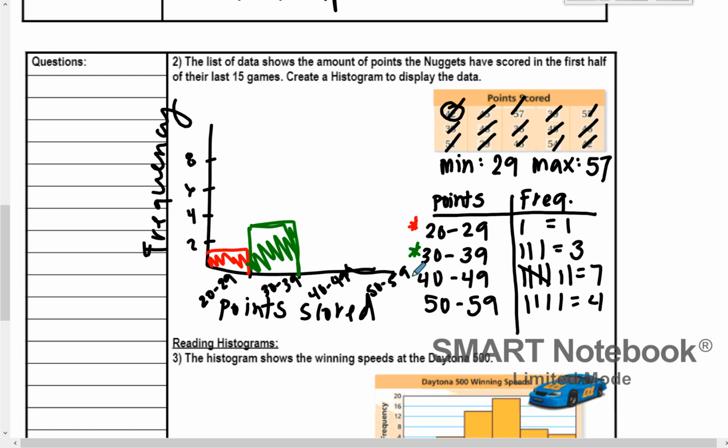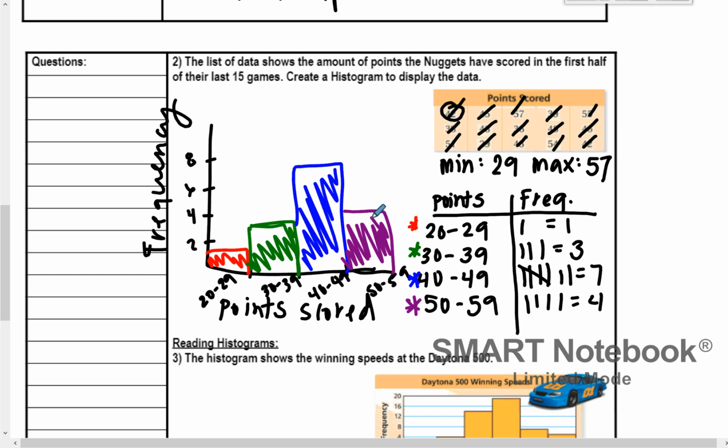Then I have my blue bar, 40 to 49. There were 7 of them, so I go up to where the 7 is, draw my line across, bring it down, shade it in. Last but not least, I have 50 to 59. It's going to be my purple bar. I go up to where the 4 is, follow it along, shade it in. And there we have a histogram.